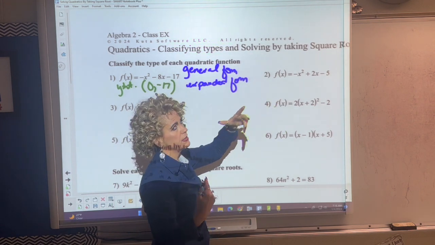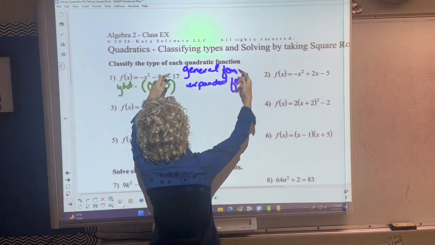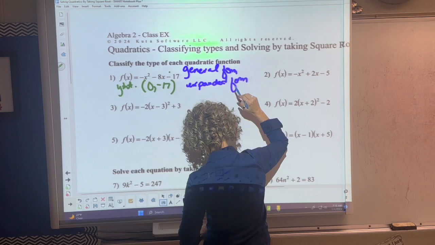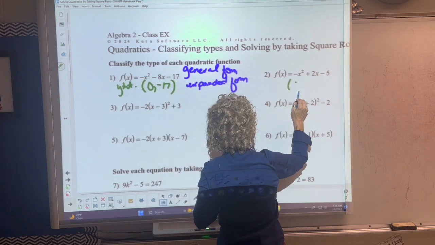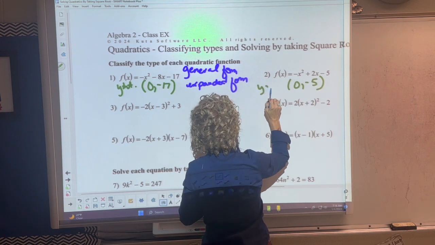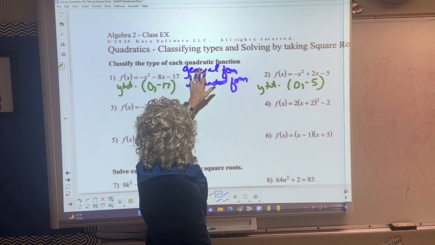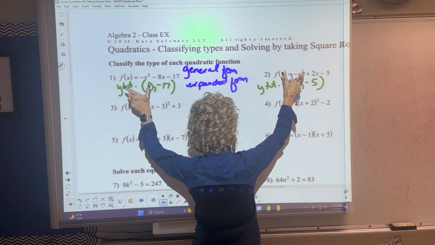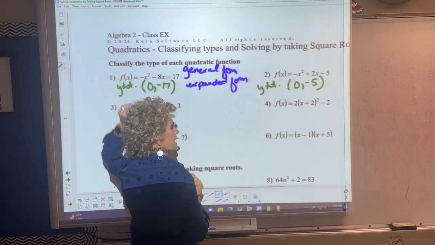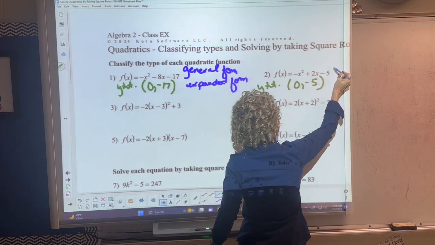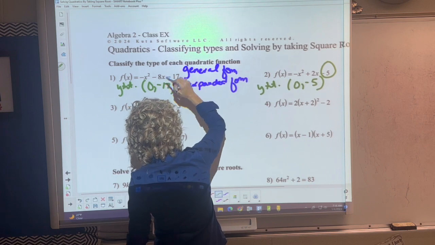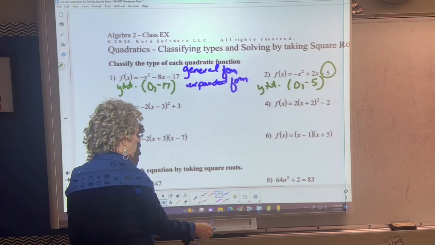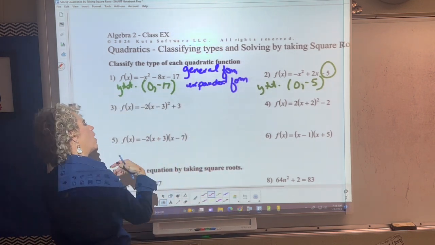Number 2 is also, and I did this for a reason, both 1 and 2 are general form, expanded form. They're both multiplied out. The y-intercept here is 0, -17. The y-intercept here is 0, -5. Right now, I'm just classifying the type of each, but I can be asked anything. Because this number right here is a -5, and this number right here is a -17, we know where it's going to cross the y-axis. Now, 3 and 4, both of them are what we're familiar with.